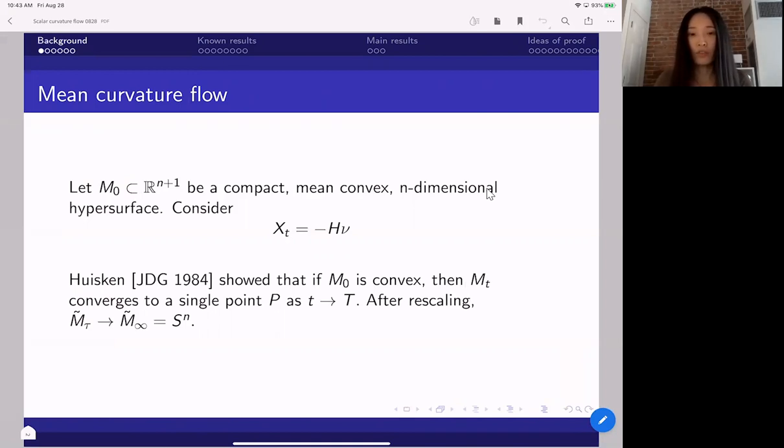So Huisken in 1984 showed that if our initial surface M0 is convex, so instead of being mean convex, which is mean curvature greater than 0, in this paper Huisken required that every principal curvature is greater than 0. So M0 is convex. Then this flow will converge to a single point P in finite time. And if we rescale this flow, we'll see that this rescaled flow converges to a sphere S^n. When we say rescaling, we mean rescaling the flow in space-time. So basically it means that around the point P, we zoom in into this flow, we can see that this flow becomes more and more circular.